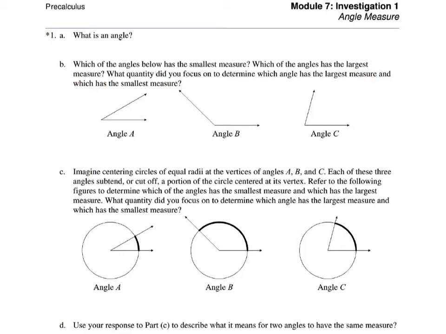Part C asks you to focus your attention on quantities of the circle that are centered at the vertex of the angles in part B. What quantity do you focus on in part C to measure which angle is largest? What object is associated with this quantity? Finally, use your thinking to answer part D.